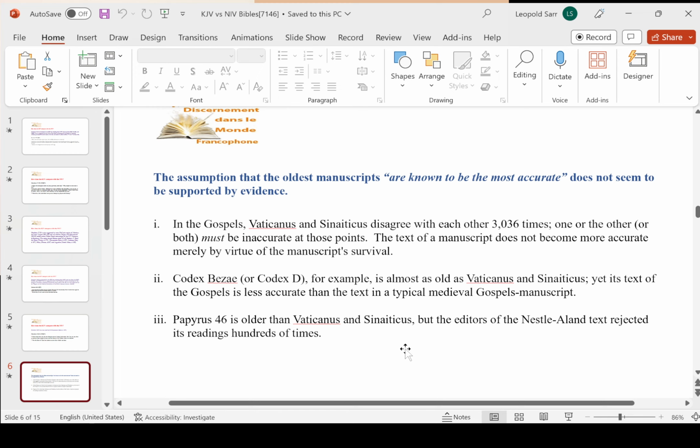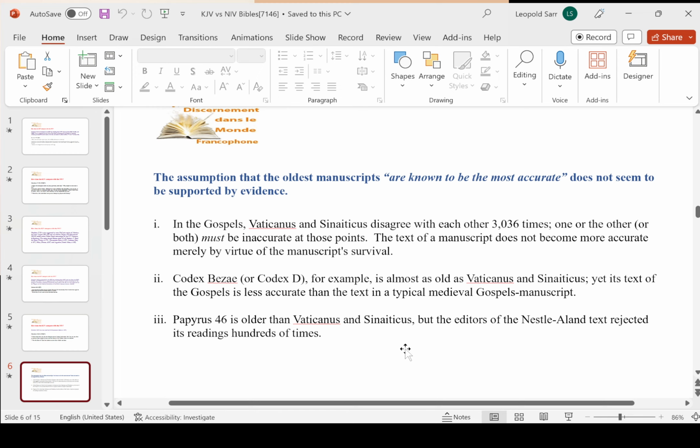The second argument against the assumption of the age of the manuscript: Codex Beza, which we cited earlier, which is Codex D, is almost as old as Vaticanus and Sinaiticus because it's dated around 400 AD, yet expert scholars are telling us that the text of the Gospel is less accurate than the text in a typical medieval Gospel manuscript, which are of the Byzantine type, which we retrieved many of during the medieval era. So it's older than these medieval Byzantine Gospel manuscripts, yet it's less accurate. So accuracy does not necessarily have to do with the age of a manuscript.